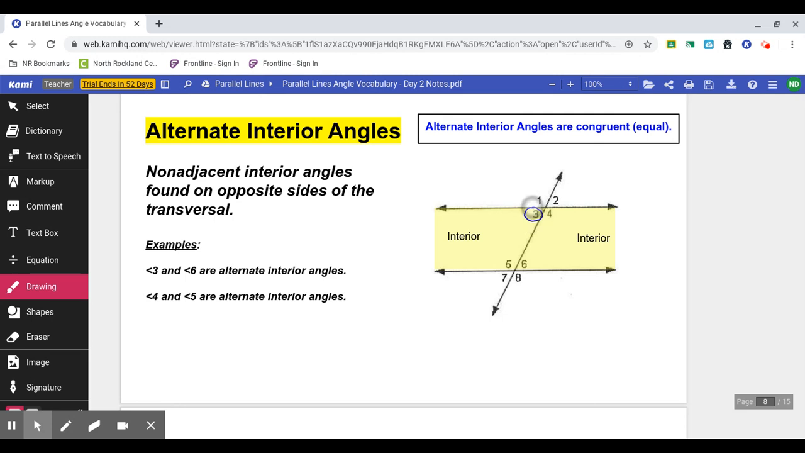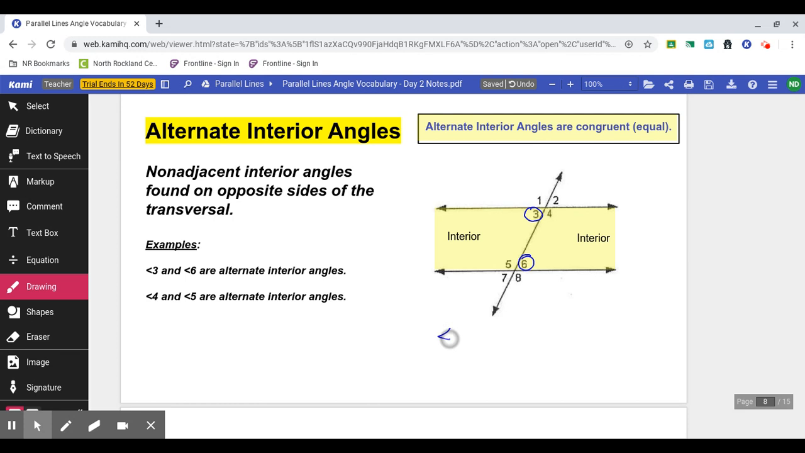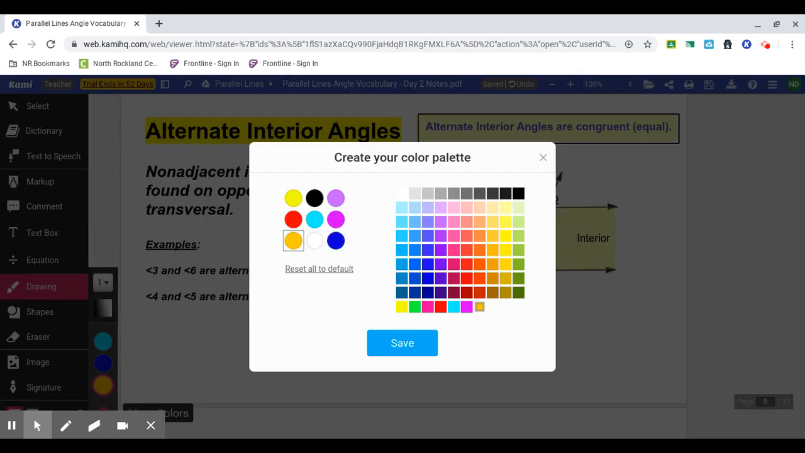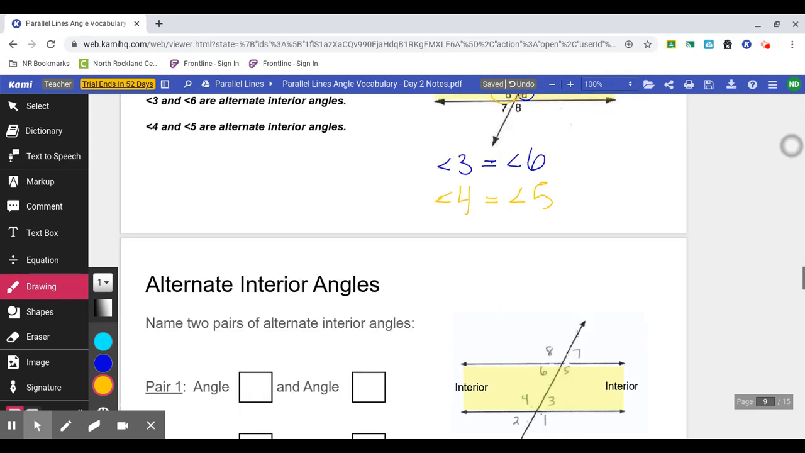So angle 3 and angle 6 are alternate interior angles. What we need to memorize is the fact that alternate interior angles are also equal, or they are congruent. So that means angle 3 is equal to angle 6. Okay, we have one more pair of alternate interior angles, and that is angle 4 and angle 5. Angle 4 and angle 5 are alternate interior angles, which means that they are equal, or they are congruent. So angle 4 is equal to angle 5. Okay, that's also going to help us in a little bit.